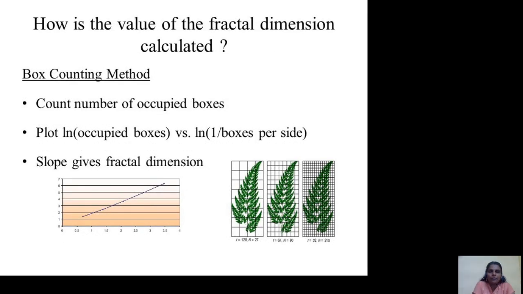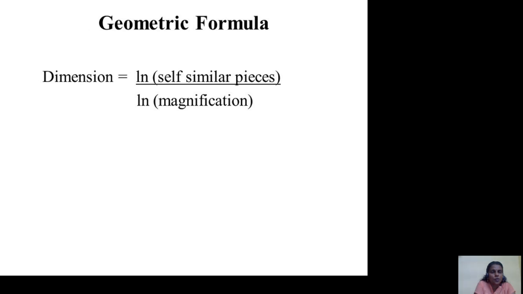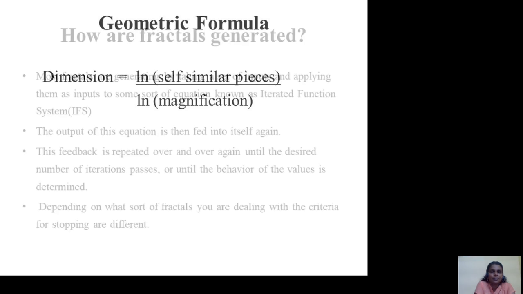How is the value of the fractal dimension calculated? There are different methods. One method is the box counting method. It counts the number of occupied boxes, then plots the logarithm of occupied boxes versus the logarithm of 1 by boxes per side. And its slope gives the fractal dimension. And its geometric formula is the logarithm of self-similar pieces divided by the logarithm of magnification.